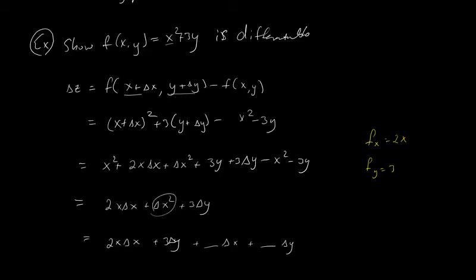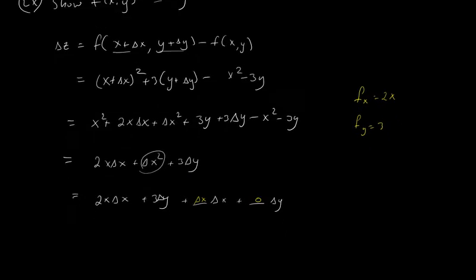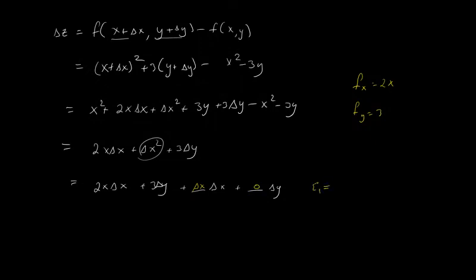Well, we come up here and take a look. We have delta x times delta x. That's delta x squared. So that's going to be delta x, and we don't have another delta y, so that'll be 0 times delta y. All right, so this will work. So we have epsilon 1 equal to delta x and epsilon 2 equal to 0, and that will work so long as epsilon 1, epsilon 2 both go to 0 as delta x, delta y go to 0.